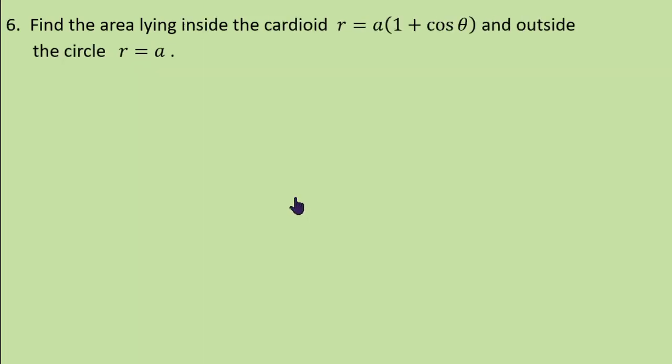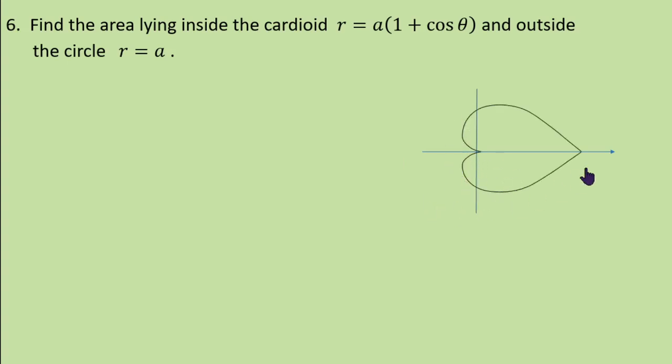Next one is, find the area lying inside the cardioid r equal to a into 1 plus cos theta and outside the circle r equal to a. Now the radius is a. For any theta, r is a. So it is the circle with the center at the pole.